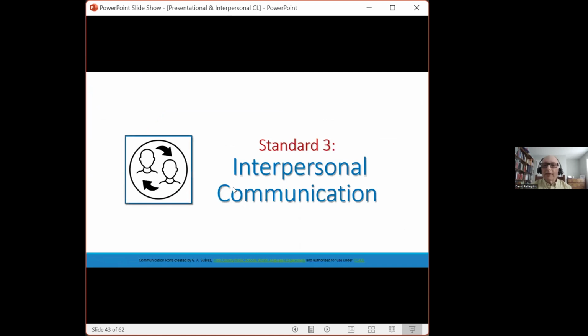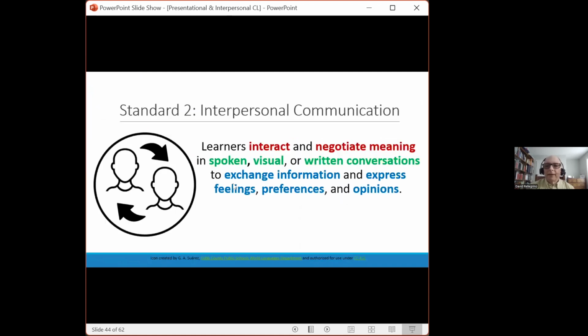Interpersonal Communication Standard 3. So let's look at the definition of that standard. Learners interact and negotiate meaning in spoken, visual, or written conversations to exchange information and express feelings, preferences, and opinions.